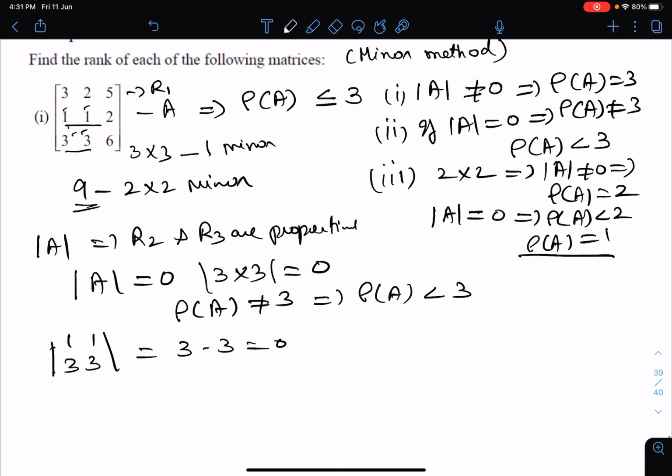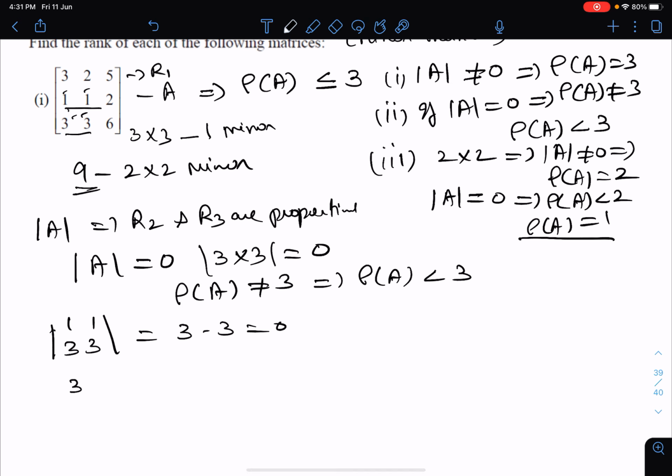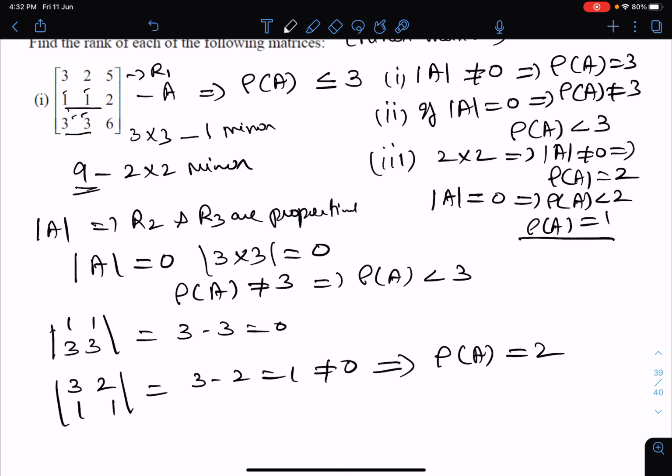So I will take the 3 2 and 1 1. Here you get 3 minus 2 equal to 1, not equal to 0. If it is not equal to 0, we can conclude rank of A equal to 2. Therefore, here we finish the problem. Okay, so you can choose any one of the 9 minors and you can get the answer. If any one does not vanish, then you can decide the rank is the order of that minor.